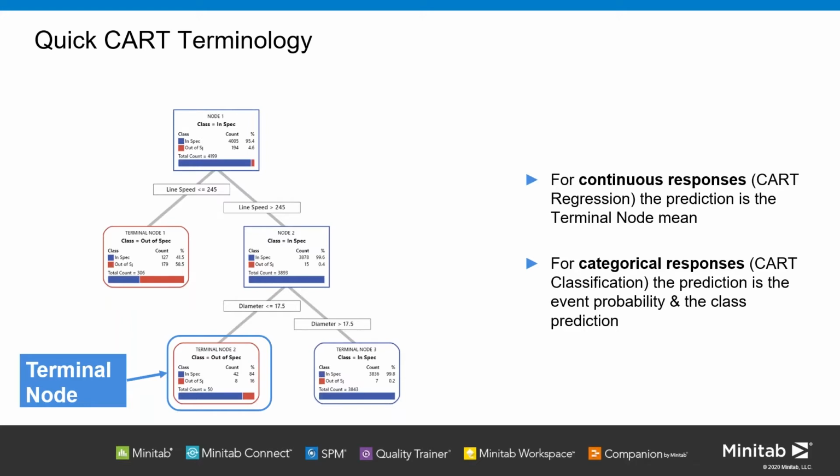This example tree here has two categories in the response. In those cases, we use CART for classification. The prediction in the terminal nodes is the event probability, which we'll talk more about later today, and the predicted class, in this case, in or out of spec. And again, the path to each terminal node defines the rules based on the predictors, and the terminal node has the prediction. Here, the probability of the event for the classification tree.